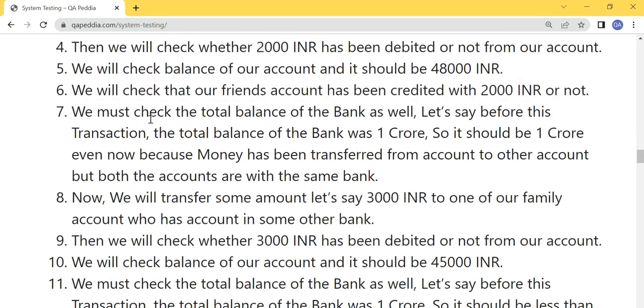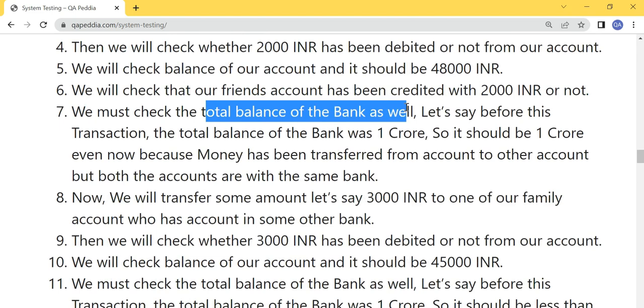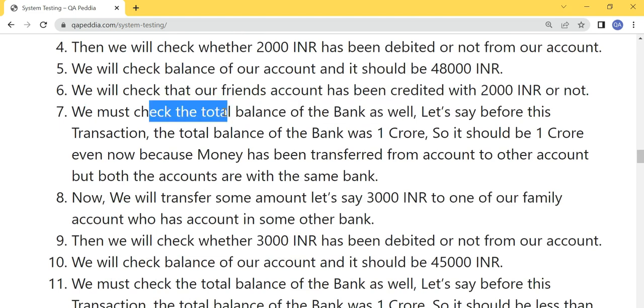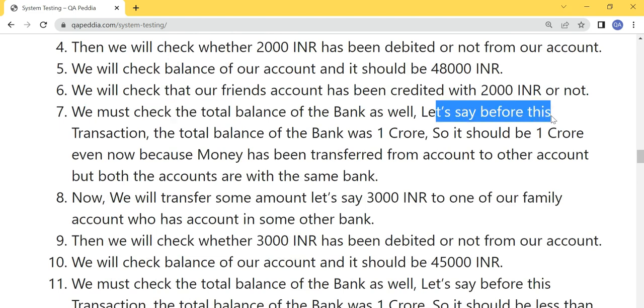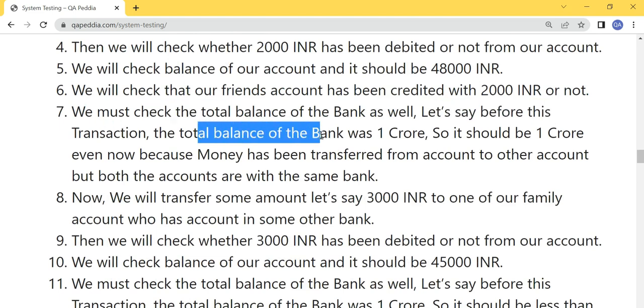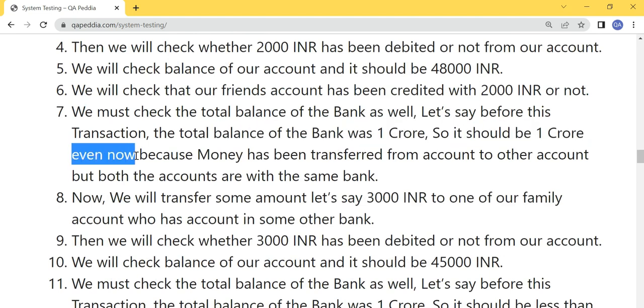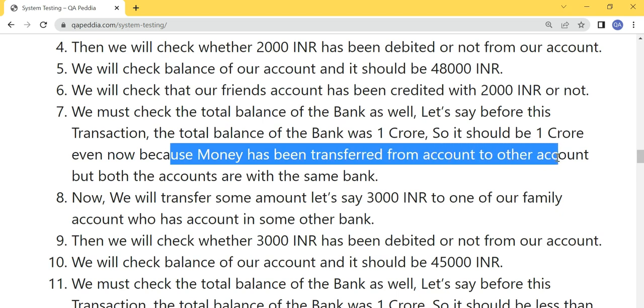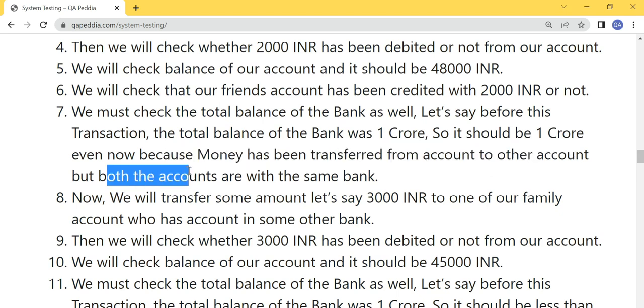After that, we have to check the total balance of the bank as well. Okay, total balance of the bank means how much amount is there in the bank in all the accounts. So let's say before doing this transaction, the total balance of the bank was 1 crore rupees. So it should be 1 crore now also, because the money has been transferred from one account to other account, but both the accounts are in the same bank. So the amount should not be reduced from our bank, because the amount has traveled in the same bank from one account to other account.